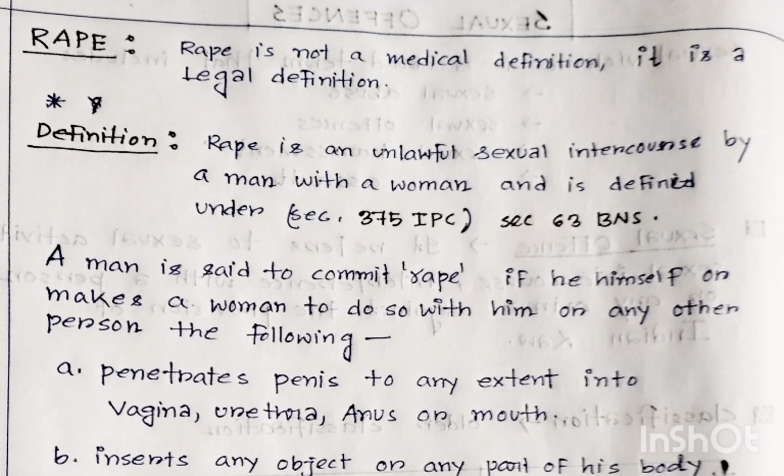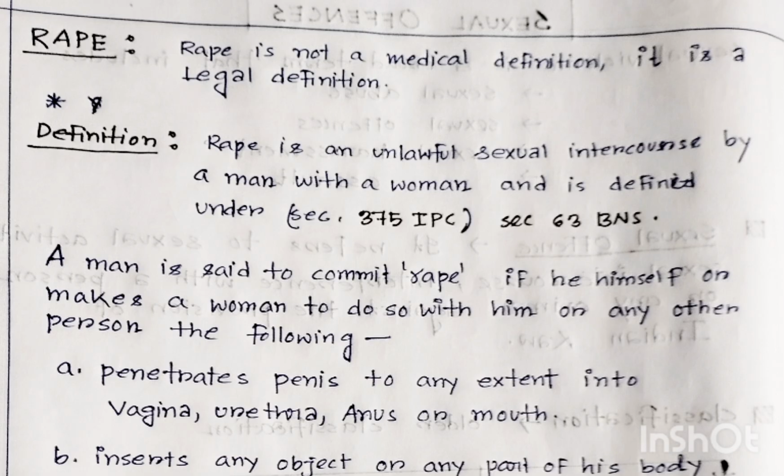Now we know about the most important topic, rape. This is very important topic for university examination. Rape is not a medical definition, it is a legal definition. So at first we know about the definition of rape. Rape is an unlawful sexual intercourse by a man with a woman and is defined under section 375 IPC and section 63 BNS.